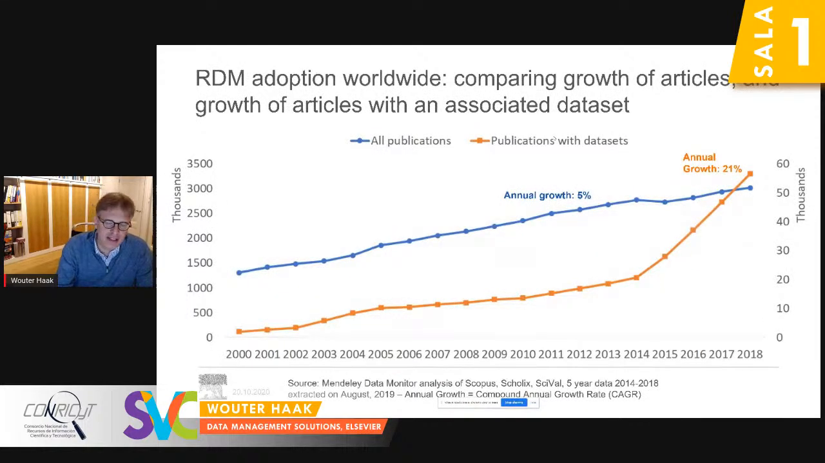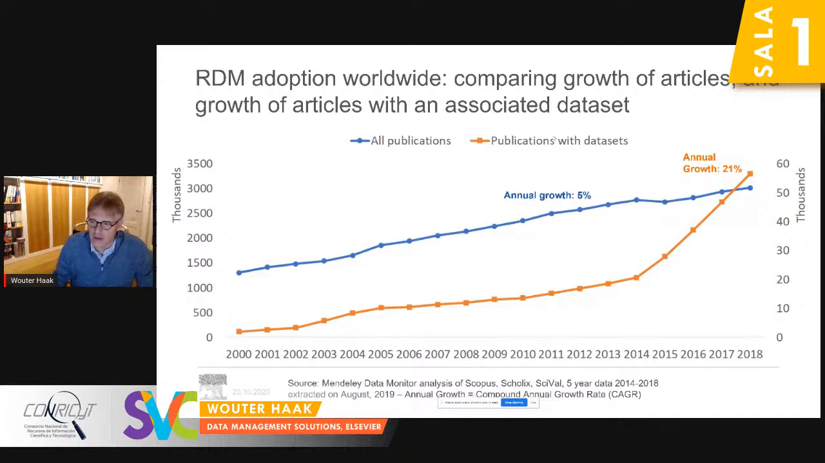If you look at data sets relative to the growth in articles overall, you also see that it's growing faster. So worldwide, the blue line is overall article growth worldwide. Overall worldwide researcher growth is roughly 2 or 3% per year. Total article growth is roughly 5% per year. But the red line is the interesting one.